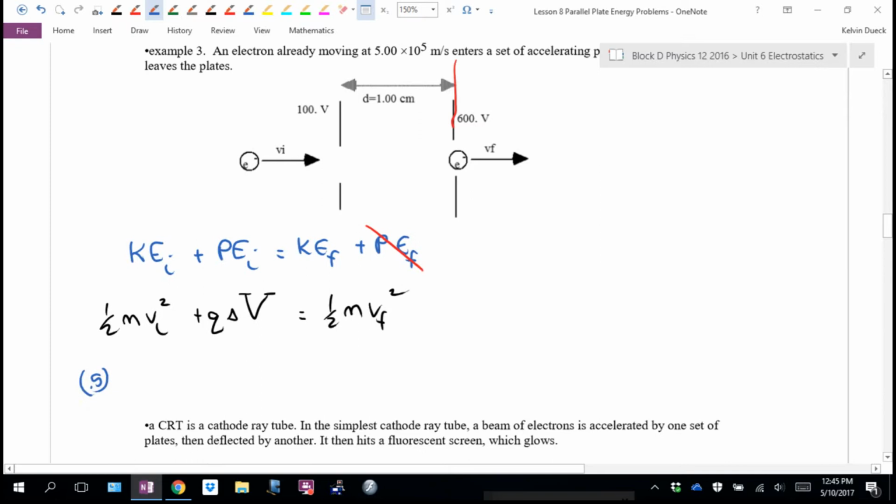0.5 m. It's an electron, 9.11 times 10 to the negative 31. V initial, 5 times 10 to the 5th, says the question. Don't forget the squared, because that never happens. Plus Q, the charge. It's an electron.